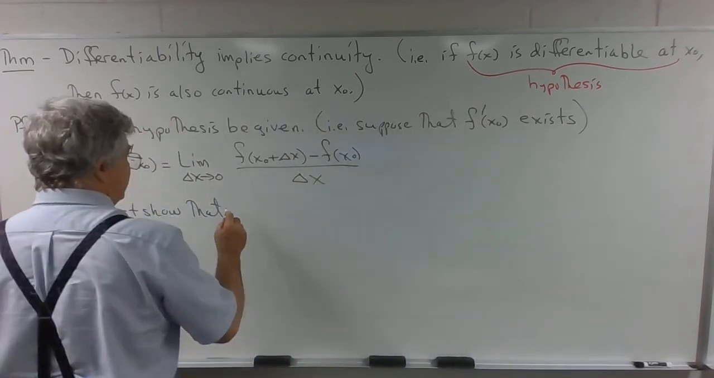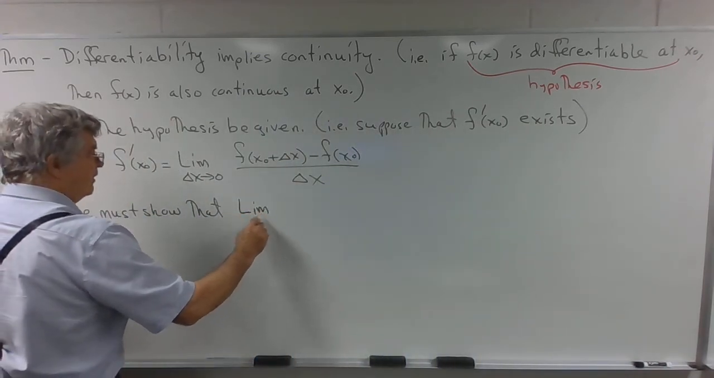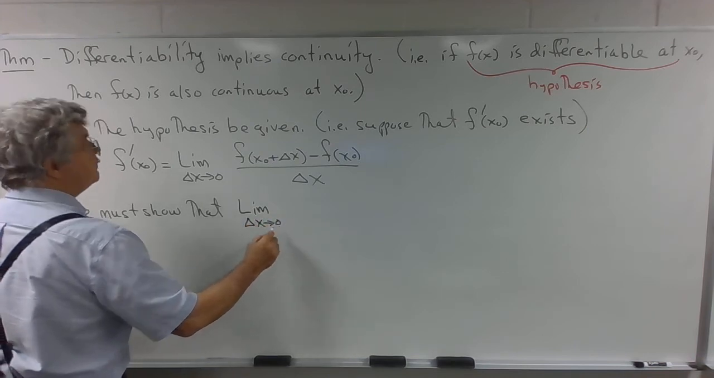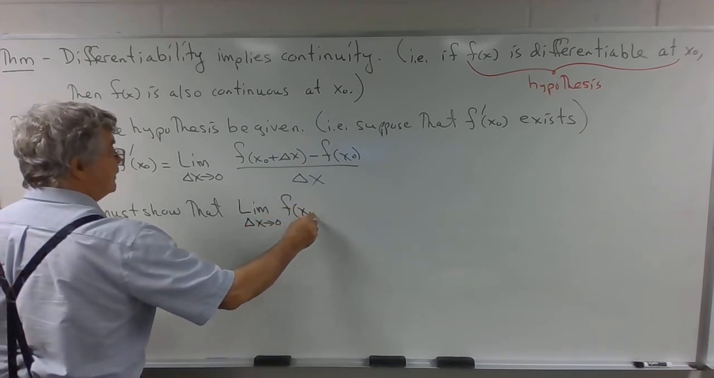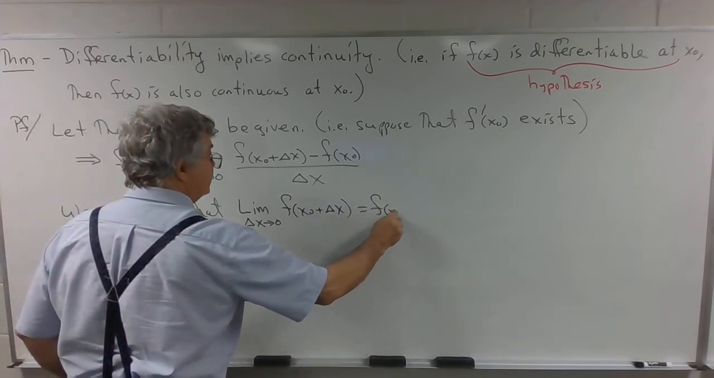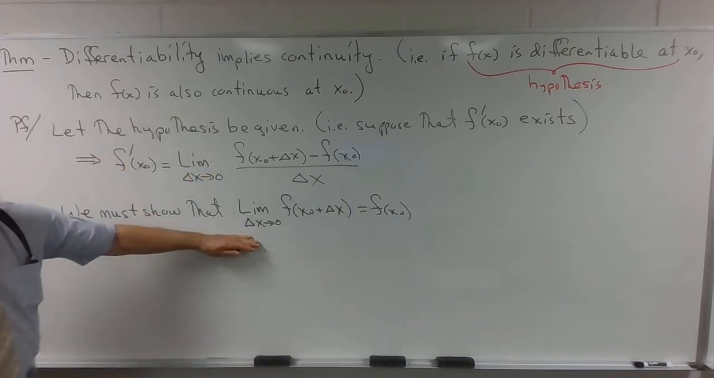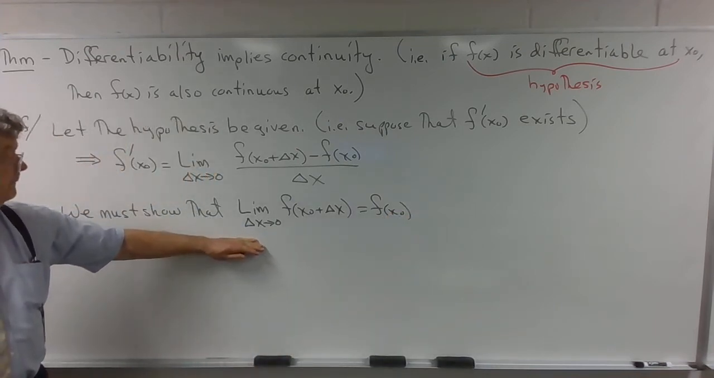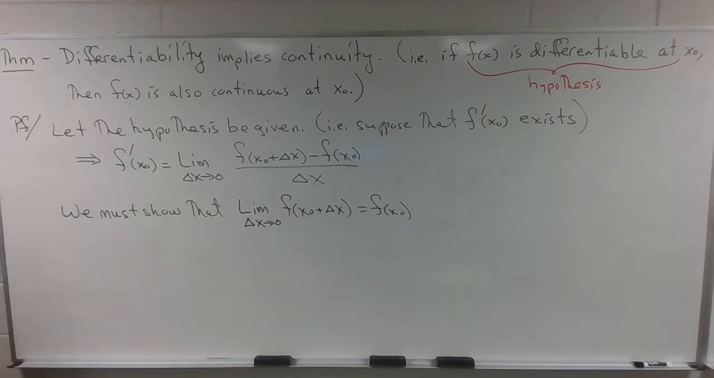There are two ways that I can write this. I'm going to write it this way. The limit as delta x goes to 0 of f of x naught plus delta x is equal to f of x naught. This is what I'm going to have to show. Okay, here we go. I sure hope we can do this.